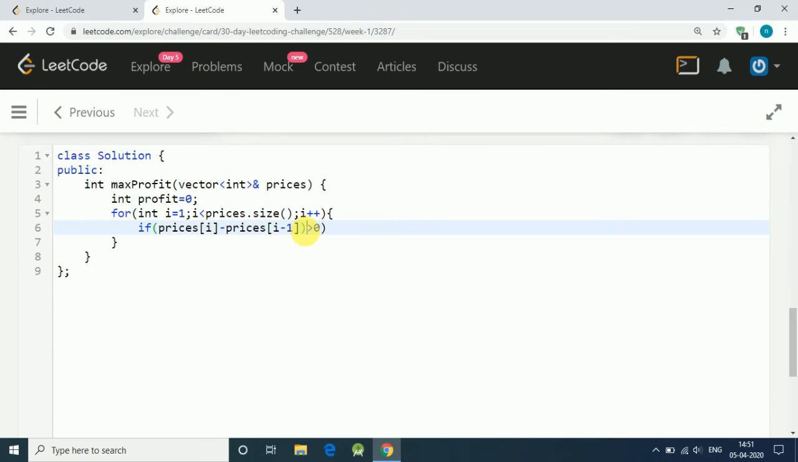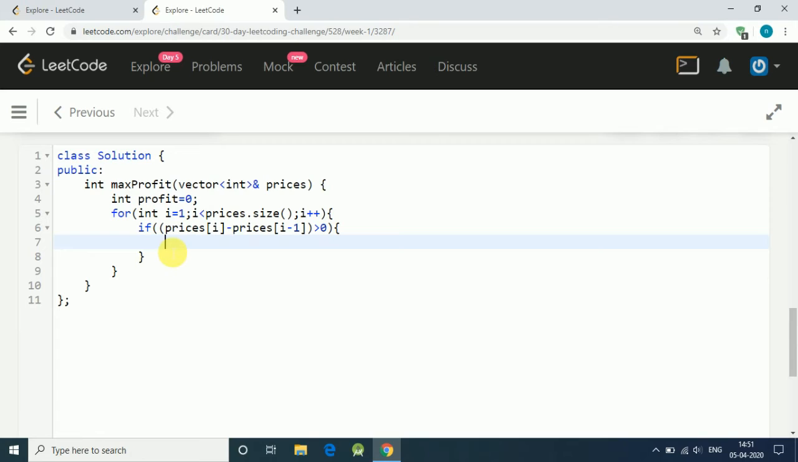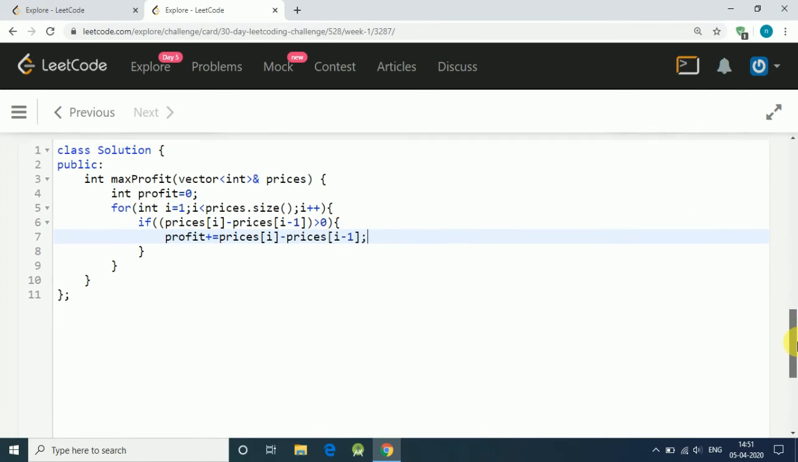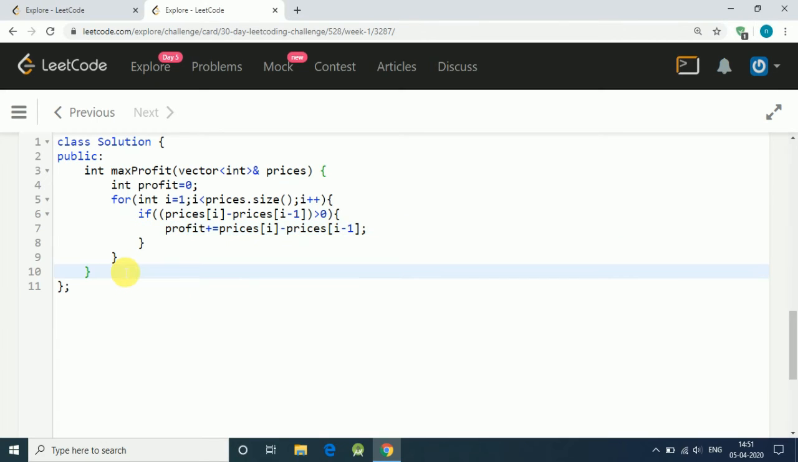So we have to check, let's say price at i minus price at i minus 1 is greater than 0, then simply profit equals profit plus this difference, price at i minus price at i minus 1. That's it. This is our solution, and we return our integer profit after the for loop. So return profit.